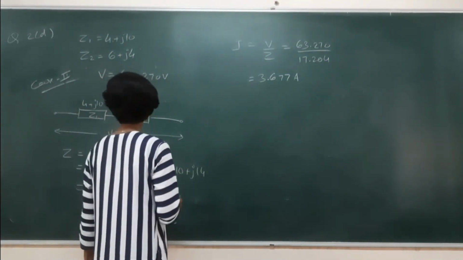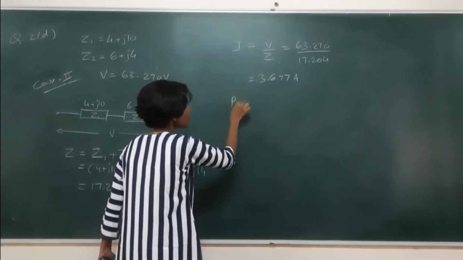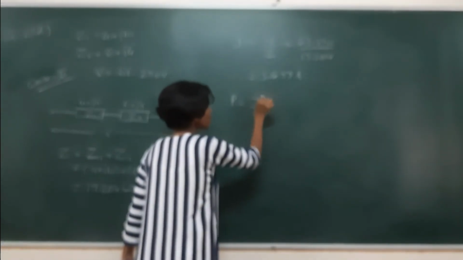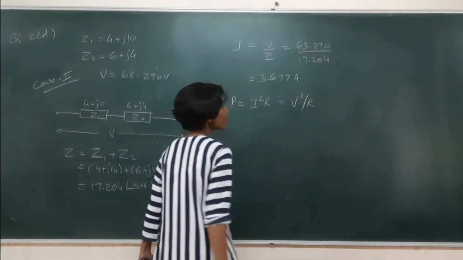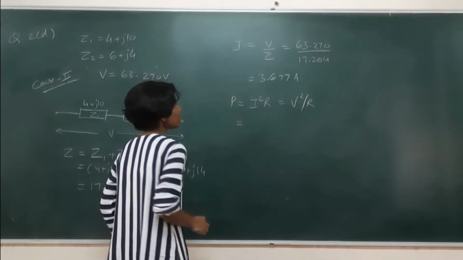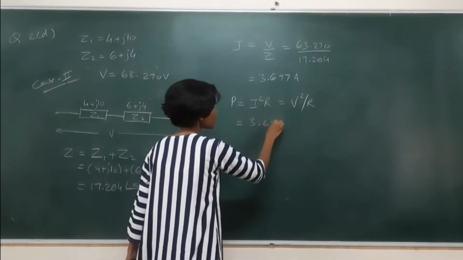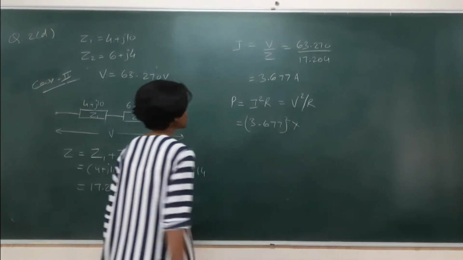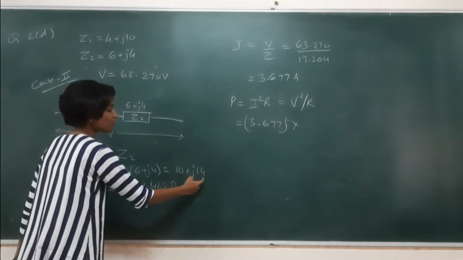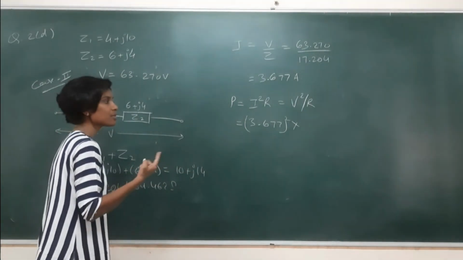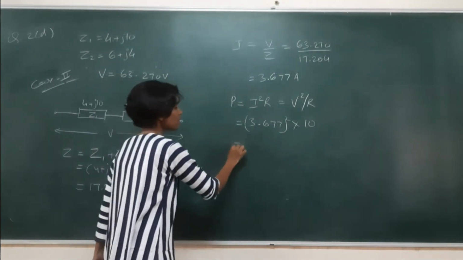Now what do we have to calculate? The power dissipated, that is again active power. We can go with the calculation of I square R. We could even calculate V square by R, but it's better to go for I square R. I is 3.677, whole square, into the resistance. The net impedance is 10 plus j14, so the real term represents the resistance, which is the net resistance of this circuit. So this is the final answer.